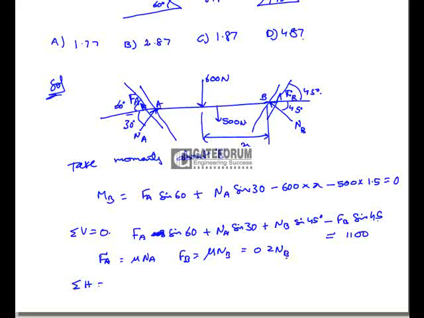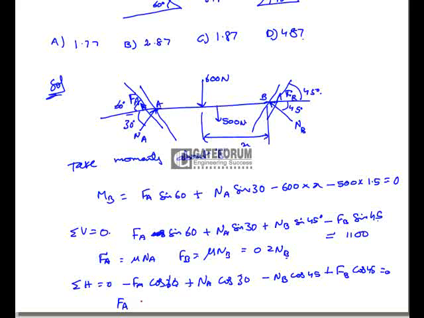Like that, consider sigma H is equal to 0, which gives FA cos 60, plus NA cos 30, minus NB cos 45, plus FB cos 45 is equal to 0. And here also substitute FA equal to mu NA and FB equal to mu NB, and from these two equations we can get the values of FA and NA.